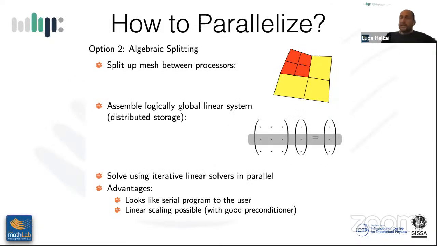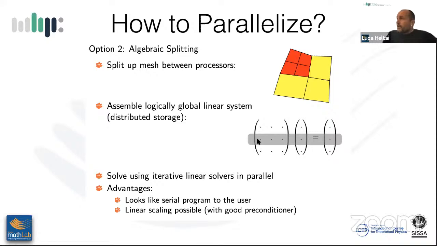The second option, which is what is used in the deal.II library by default, is the so-called algebraic splitting option. Logically, you know there is a full grid in the background, a locally refined grid. What you do is you split the work on different grids, but then logically you assemble a global linear system, which is assembled but not stored entirely on every single processor. Every single processor only stores parts of the global system.